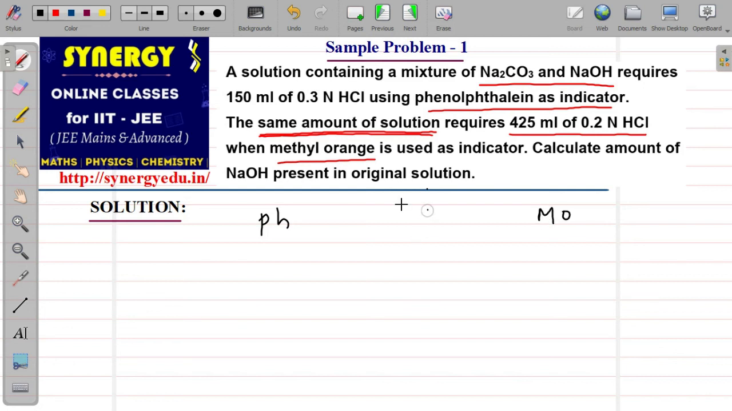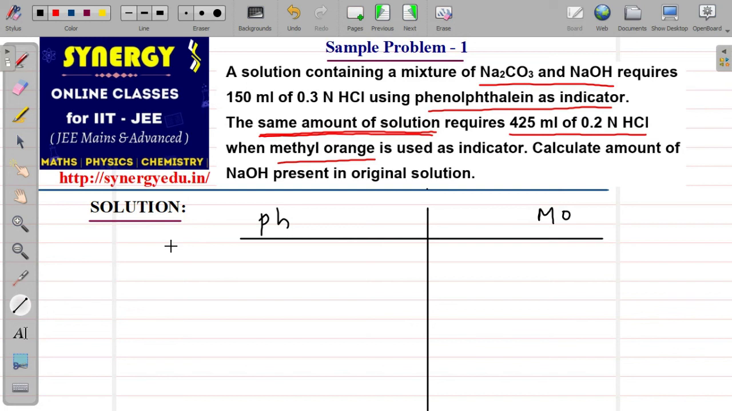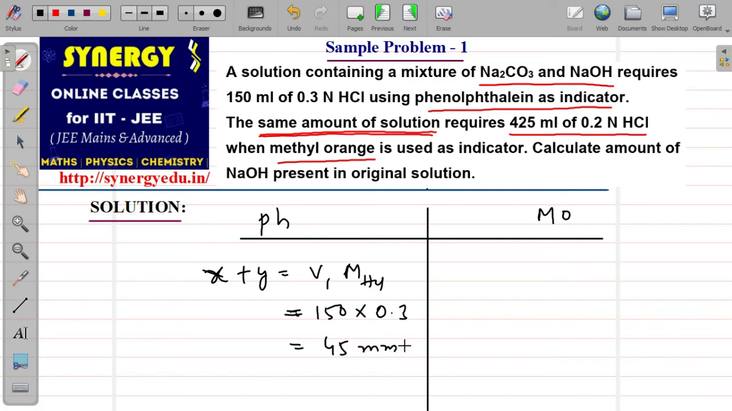So when you use phenolphthalein as indicator, what are the equations you have to form? X plus Y is equal to V1 into molarity of HCl, which is 150, given in the question, as 150 into 0.3. So which is 45 millimoles. This is the first equation. X plus Y is equal to 45.